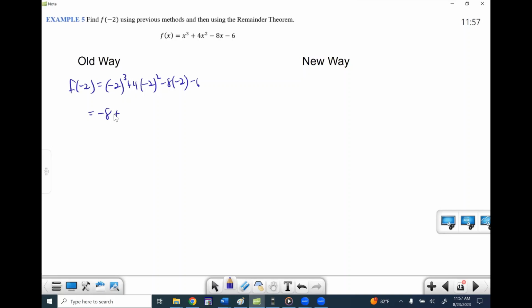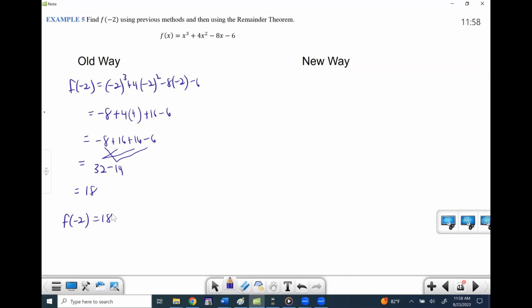All right, -2 squared would just be 4. So this is going to be 4 times 4. -8 times -2 is 16. 4 times 4 is 16. All right, I'm going to do my positives. So 16 plus 16 is 32. If I do my negatives, -8 and -6 make -14. And let's see, 32 minus that is, I believe, 18, you guys. So f of -2 is 18.